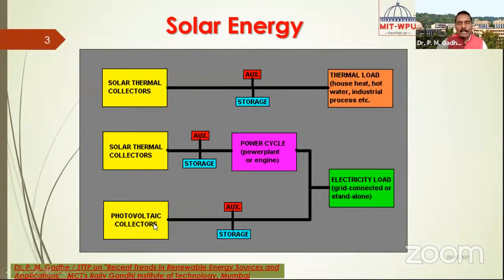So the photovoltaic collectors are there. We can convert the solar energy directly into electricity. There are no moving parts in the case of photovoltaic collectors. But today we'll be discussing the solar thermal type of concentrator, or solar thermal power plant.